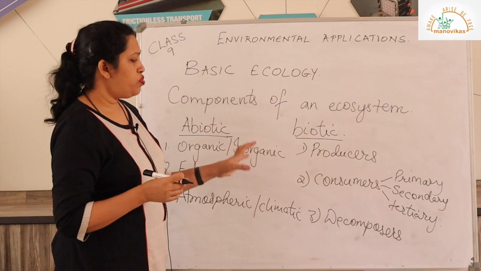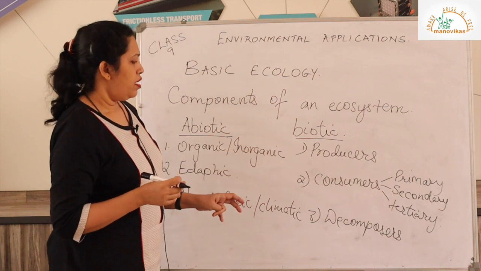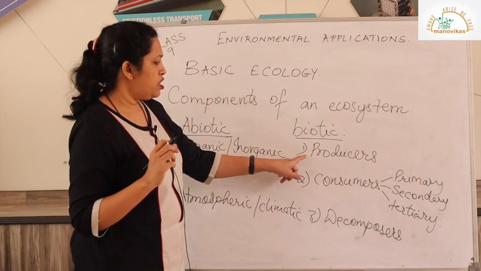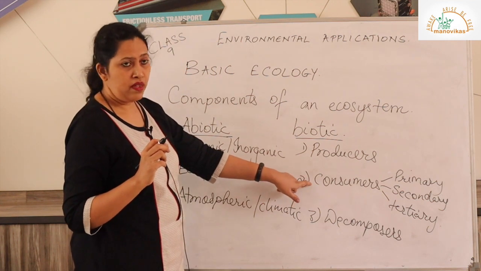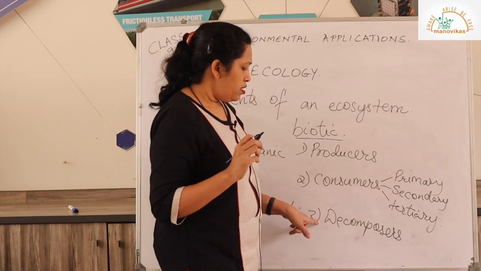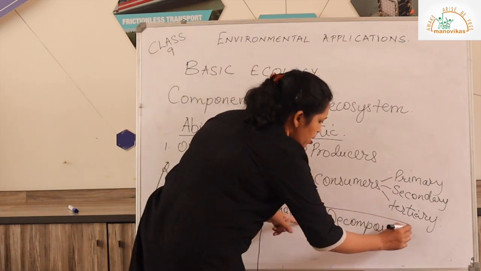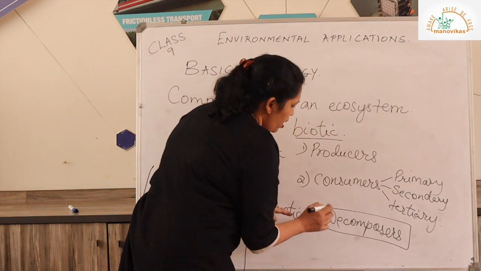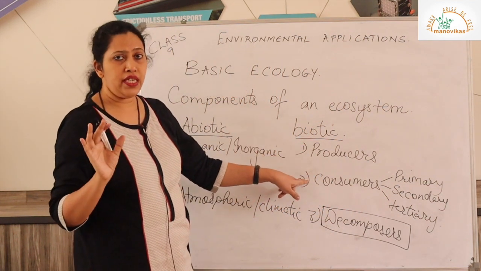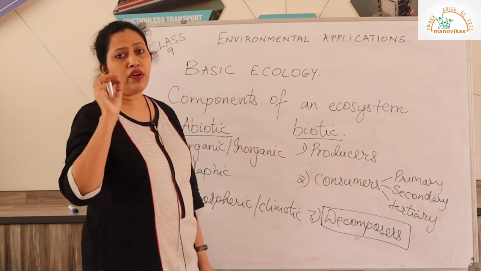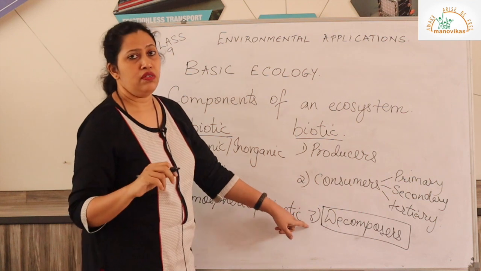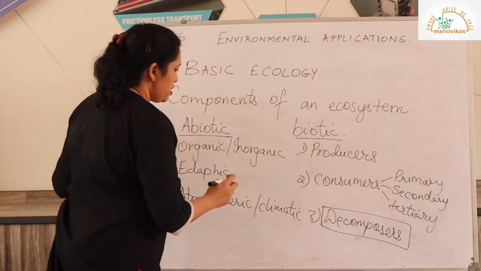So each one is important, and in a food chain what happens is a producer is always eaten by a consumer, primary, secondary and tertiary, and decomposers will act on both of them, either the plant or the animal, when it dies. Decomposers you cannot write in a food chain at the end of the food chain, that is wrong. I'll give you an example.